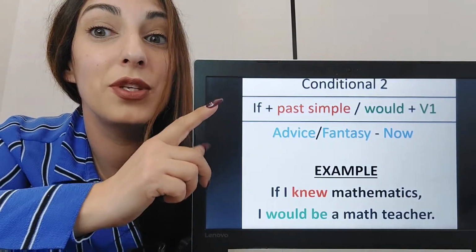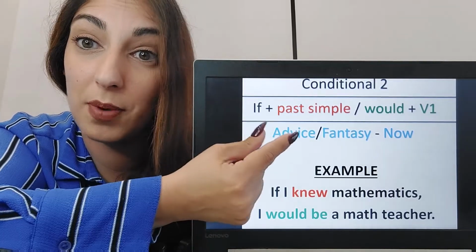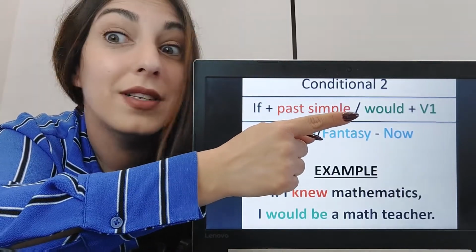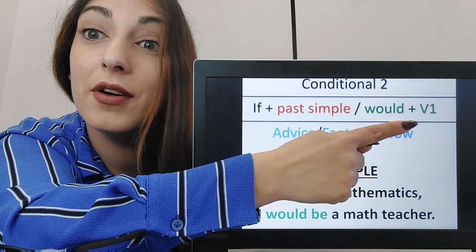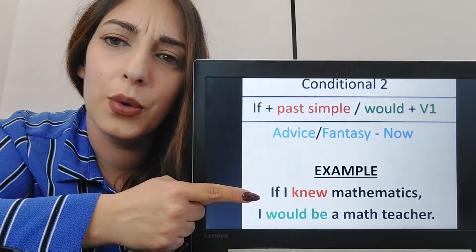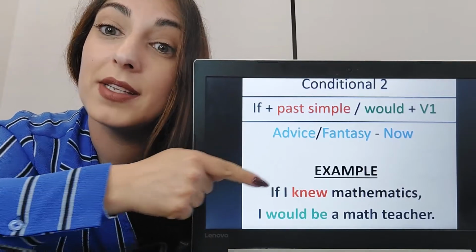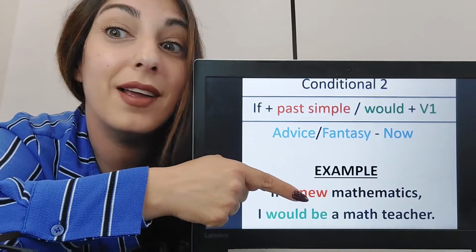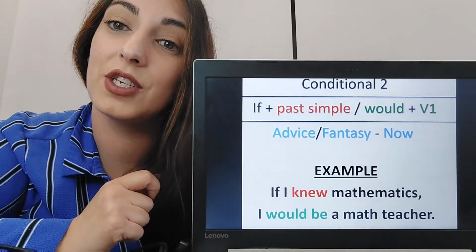Now, conditional 2 is usually followed by if and past simple in the first part, in the hypothetical situation part, and then would instead of will in the result part, but my verb is still in the bare infinitive. For example, look at this one. If I knew, there's my past simple, if plus past simple. If I knew mathematics, I would be, there's my word would, and there's my V1 verb, my bare infinitive. I would be a maths teacher.